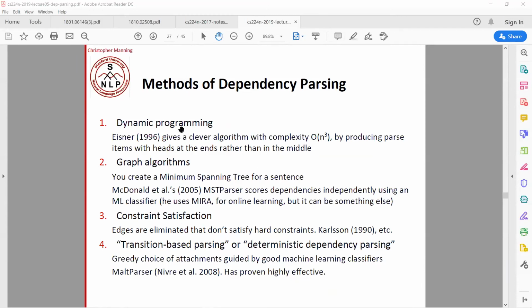Okay, now how do you make these? How do you make these dependency trees? So there are methods that he gives, and this is just the history of it. He's referring to papers of people that have built these dependency parsers. I'm not sure we need to.